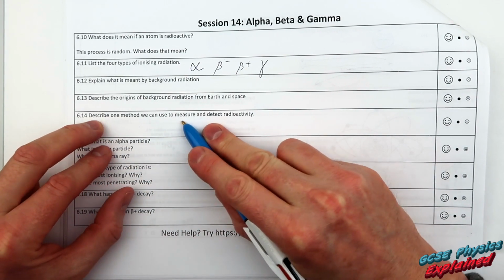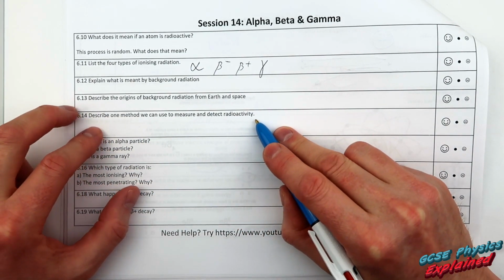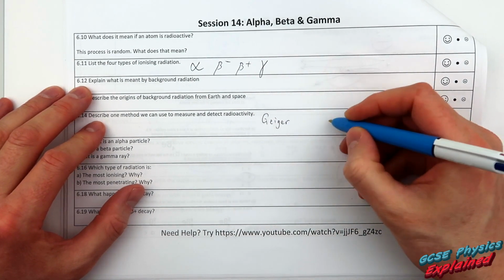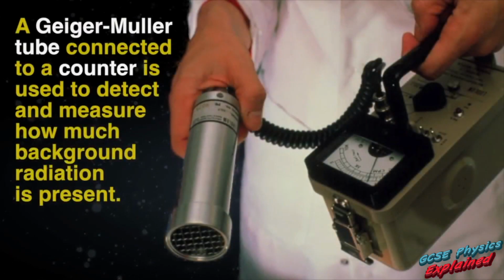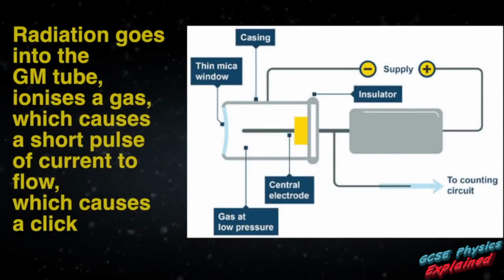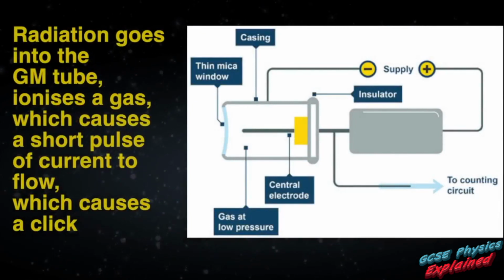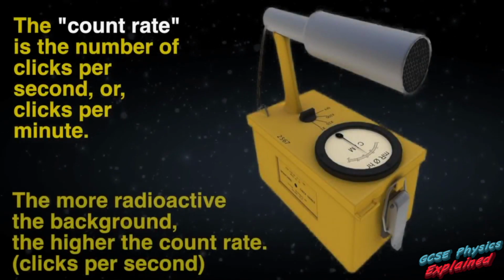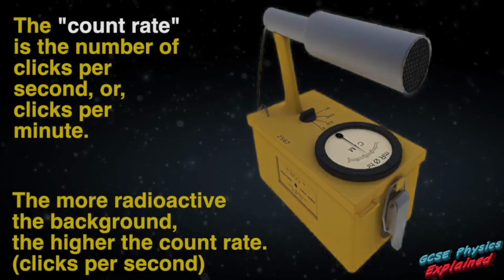Describe one method we can use to measure and detect radioactivity: a Geiger counter, sometimes called a Geiger-Muller tube. How is radioactivity detected and measured? A Geiger-Muller tube connected to a counter is used to detect and measure how much background radiation is present. Radiation goes into the Geiger-Muller tube, ionizes a gas, which causes a short pulse of current to flow, which causes a click. The count rate is the number of clicks per second or clicks per minute. The more radioactive the background, the higher the count rate.